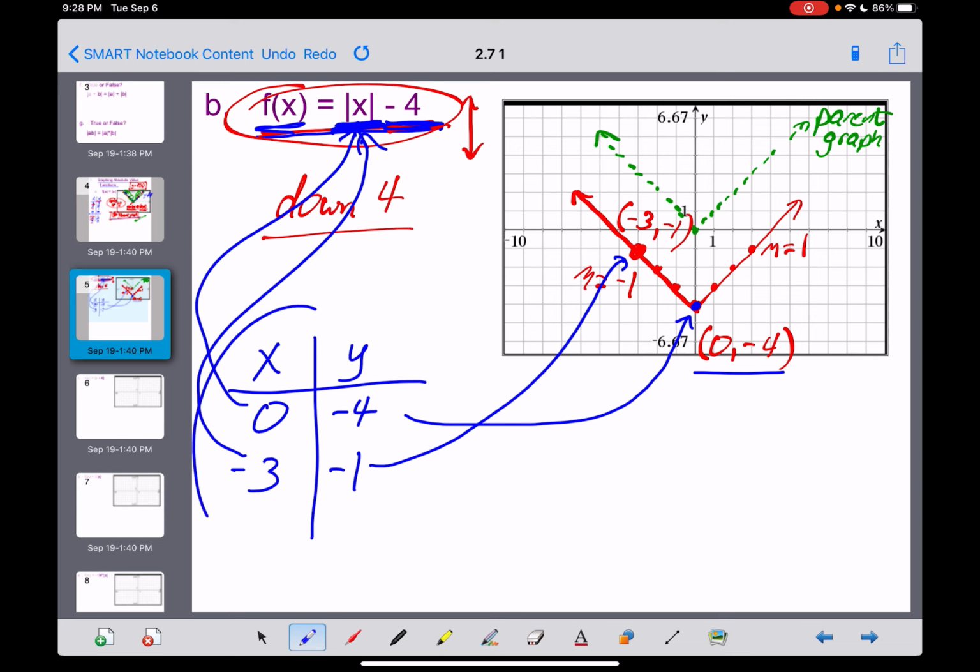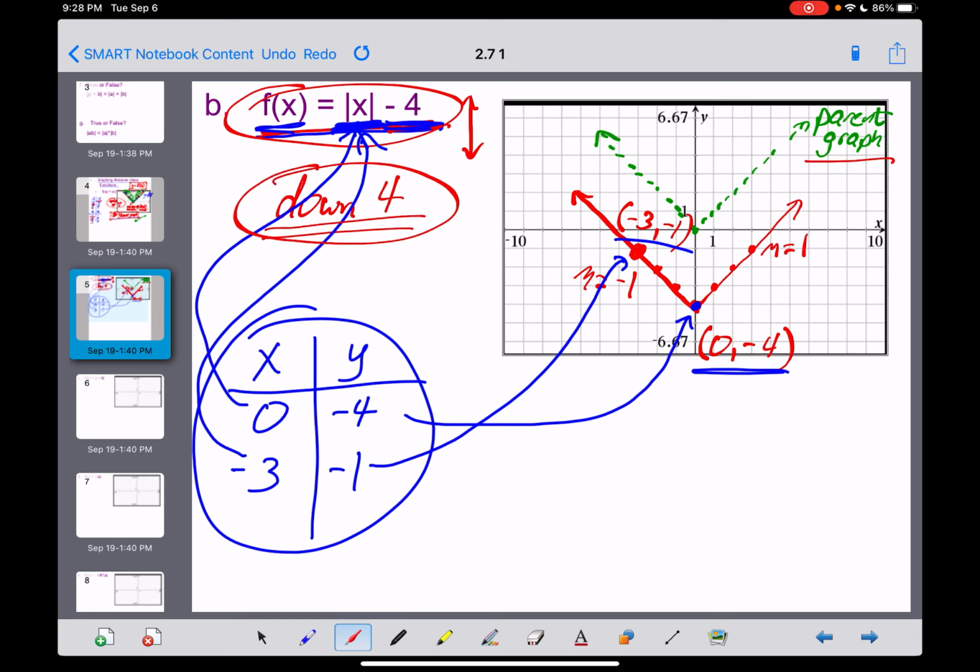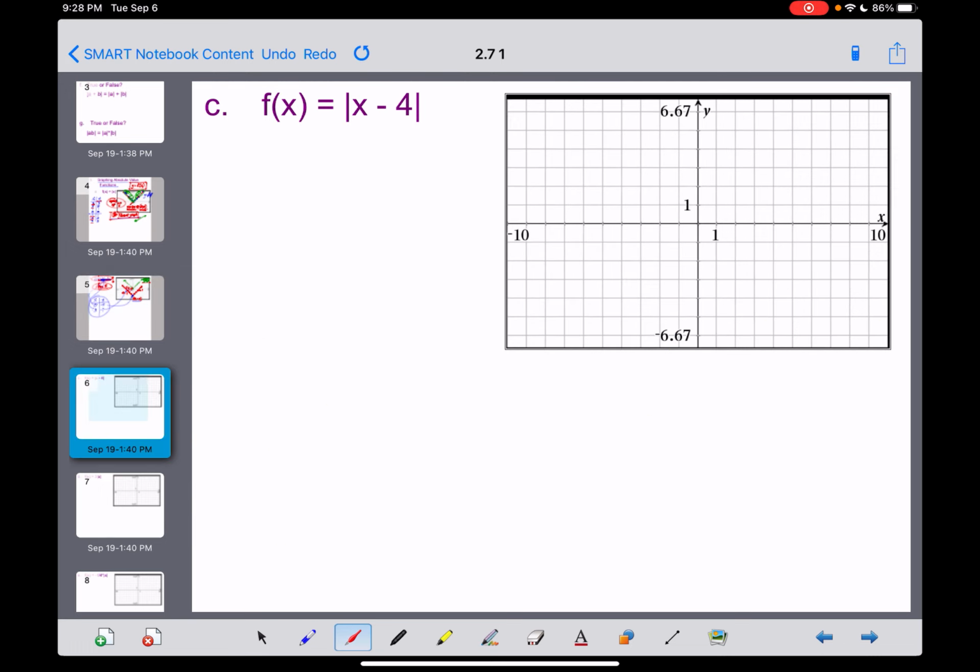So all of the work that I did here with the table and the testing of the points is a good idea, but it's really not necessary. All we really needed to know is that this graph was our normal parent graph, but shifted down 4 units. All right, let's take a look at another variation on this.